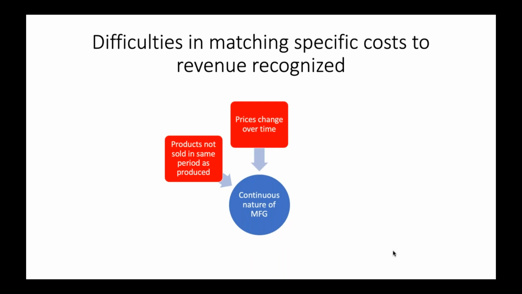Prices change over time. Material prices change over time. And if you use any type of commodities in the production of your products, those prices can change on a daily basis. And lastly, production costs change over time.